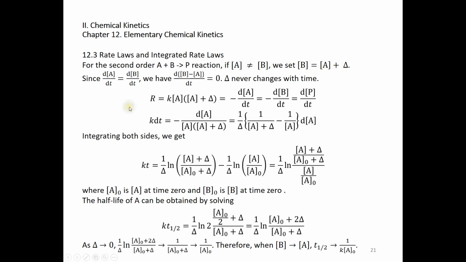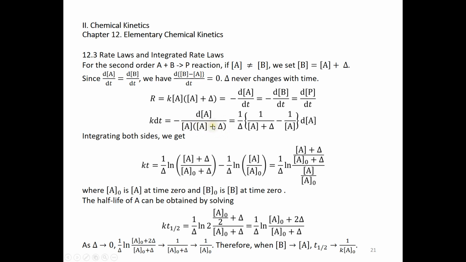No change. And now the rate R is k A times B. B is A plus delta. And it's equal to the consumption rate of A or B or the production rate of P. We will solve this equation because it contains only two variables, A and t. We do need to separate the variables again, so we have k times dt equals negative dA over A, and also we have A plus delta on the bottom.